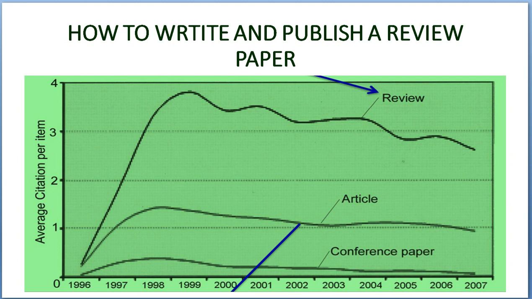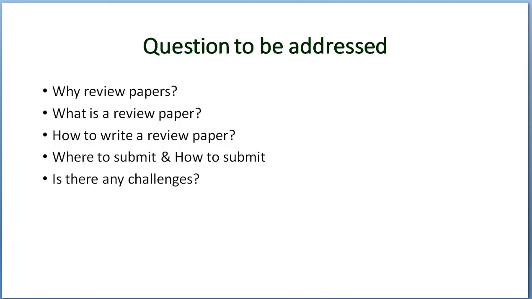Today I am going to discuss one important topic. The title is How to Write and Publish a Review Paper. First of all we are going to discuss what is a review paper, how to write it, and where to publish. There are some questions that we have to address before going to the main body of the review paper. What are these questions? Why review paper? Means why we have to write a review paper.